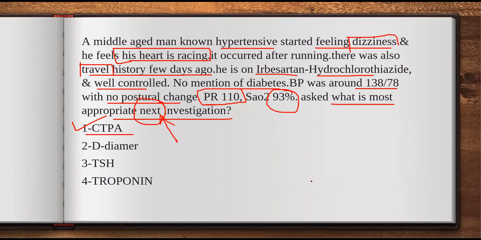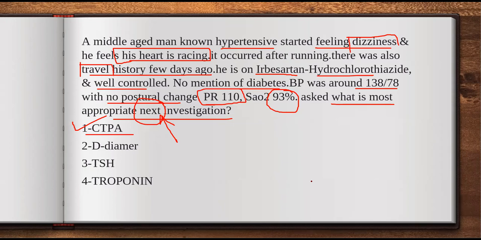And Dr. Joe, D-dimer is very unlikely to be an answer in your exam because it's a non-specific investigation. It can be elevated in many other causes, like if a patient has infection, any inflammation, or is on anti-cancer treatment, many things can increase the D-dimer. So normally we don't do it.